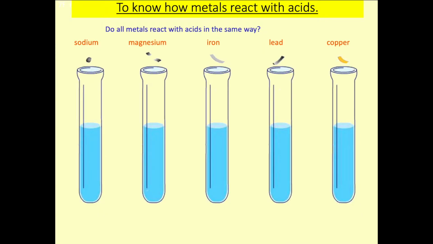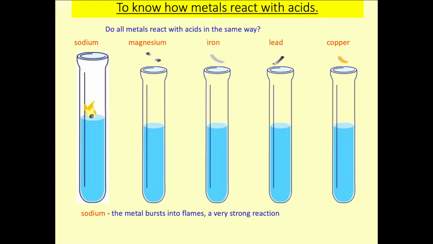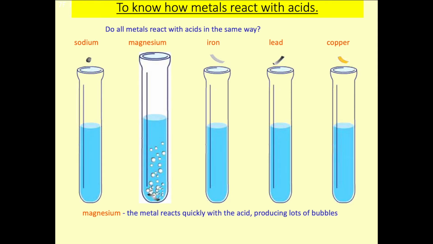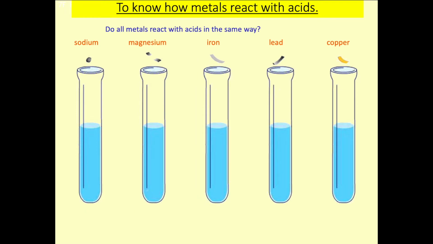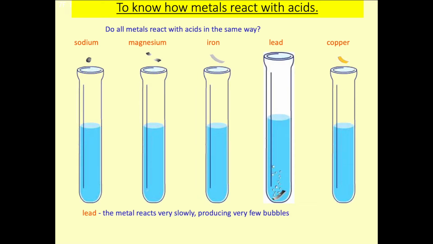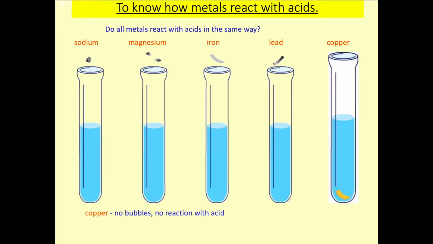Okay, so what we need to be able to do is to know how different metals react with acids. So considering, do all metals react in the same way? Let's start off with sodium. When sodium is placed into an acid, the metal will burst into a flame with a very strong reaction. Whereas when magnesium is placed in acid, it reacts quickly with the acid and produces lots of bubbles, but it doesn't have that flame that sodium had. When iron reacts, it's very slow and only produces a few bubbles. Lead, as well, is a very slow reaction, producing very few bubbles. Whereas when we put copper in acid, there aren't any bubbles, and actually we can't see any observable reaction happening.